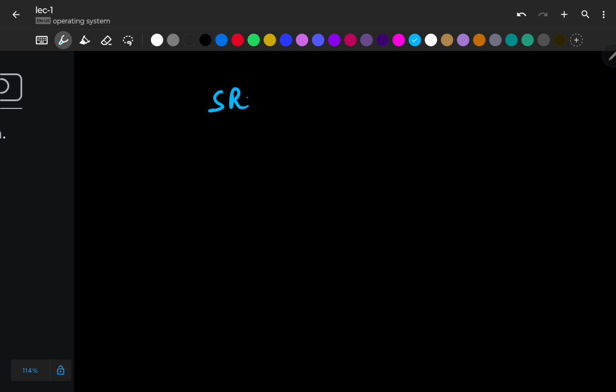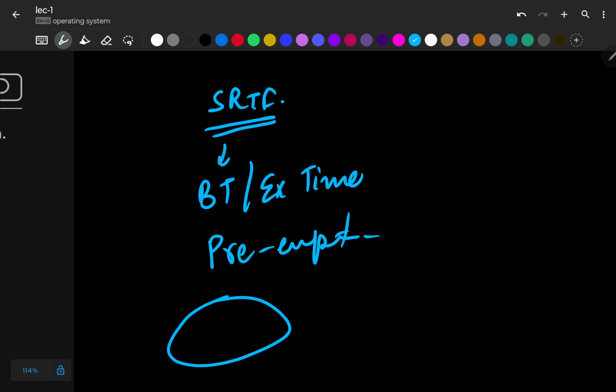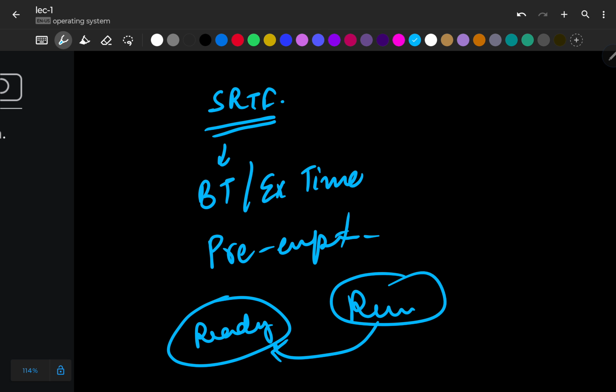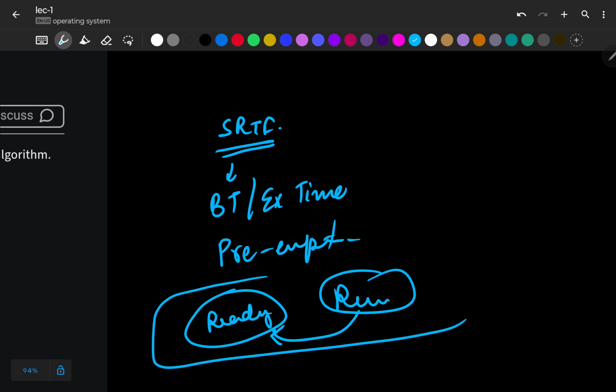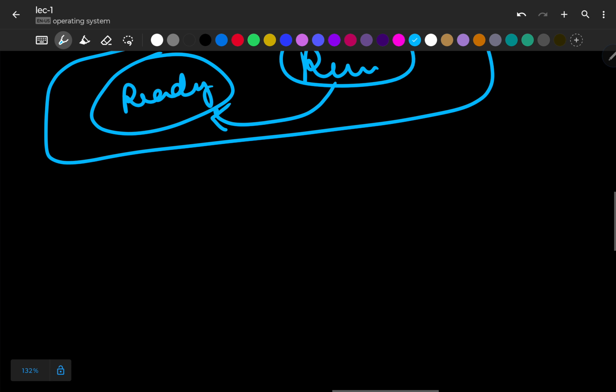So shortest remaining time first algorithm is basically based on burst time or execution time, and it is preemptive. Preemptive means forcefully stopping one process and starting another process. So in what condition does it preempt? In what condition does it change a process from running state to ready state? That's what preemptive means. From running state, the process will come back to ready state. So what will be the condition?